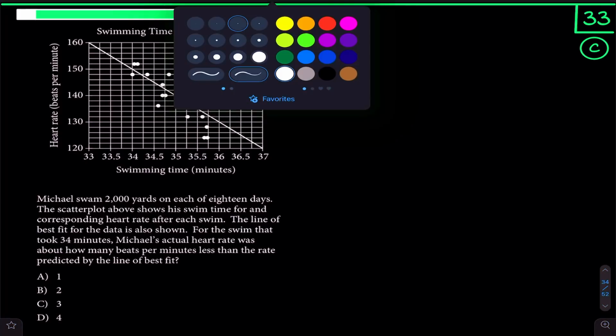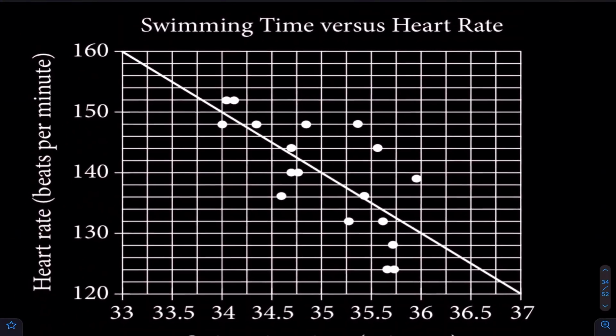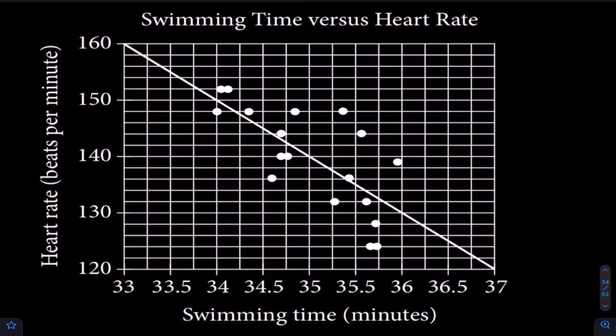So I did take a little pause there. I was going to say, let's just find that already. But that swim that took 34 minutes, let's go find that on the graph. So swimming time is right on the x-axis. So we're looking at whatever point is right on this line. And I'll zoom in so you can see it a little bit better. We're talking about this point right here. That's the swim that took 34 minutes.